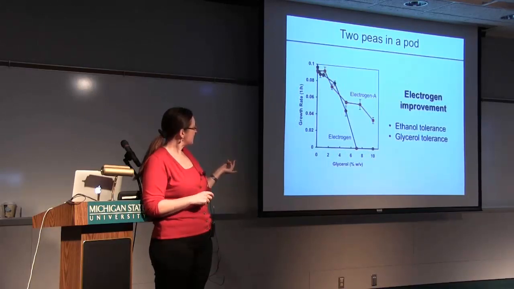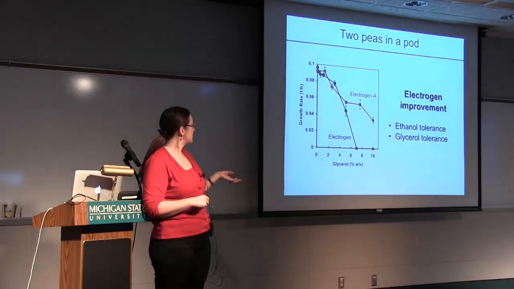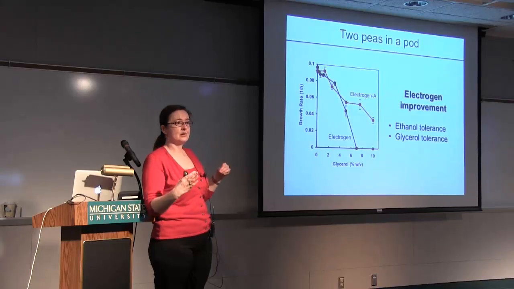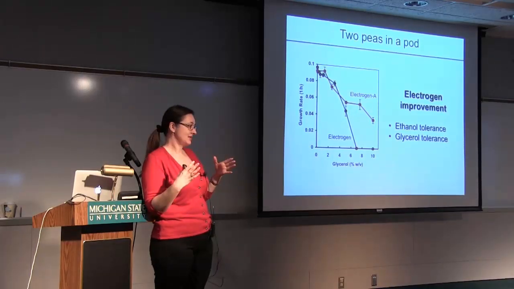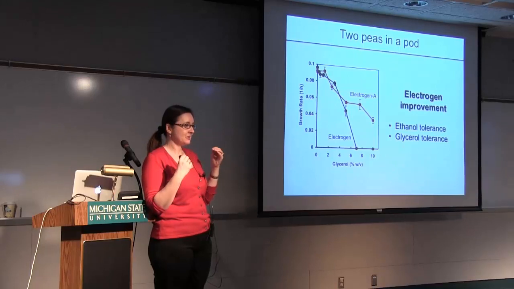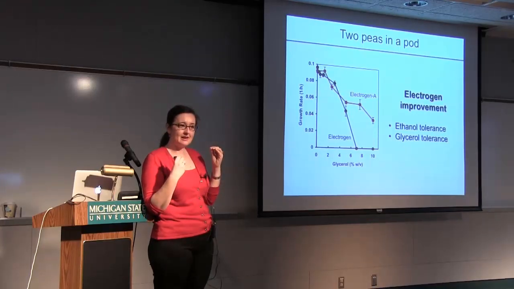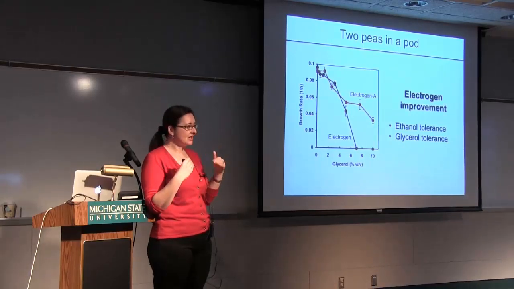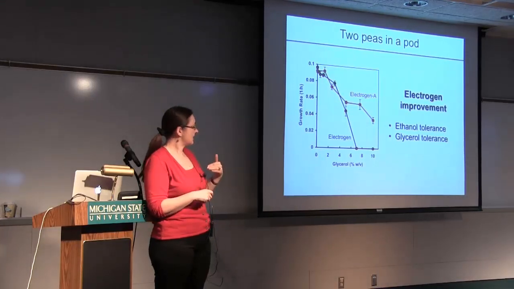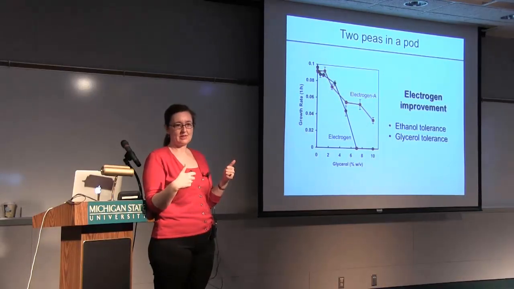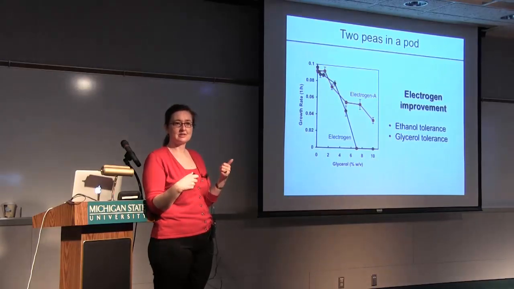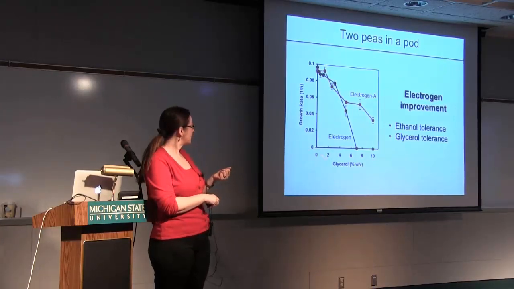Alison, my other student, actually worked on improving the electrogen. And this one, what we did is actually evolve it for tolerance to ethanol. Because glycerol is a sugar alcohol, and we noticed that it was the alcohol part that was killing our electrogen. So she adaptively evolved this organism to increase its natural tolerance to ethanol. And in doing so, she actually increased the tolerance to glycerol as well. And this is what you see in this graph, that it actually continues to grow. Here it dies all the way at these concentrations of glycerol, but it continues to grow.